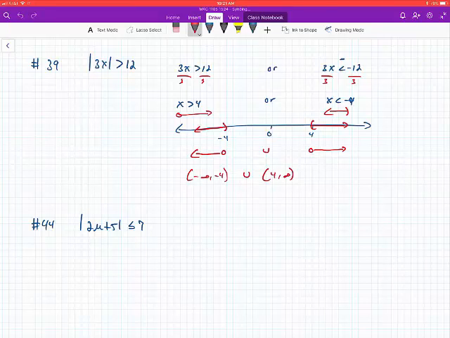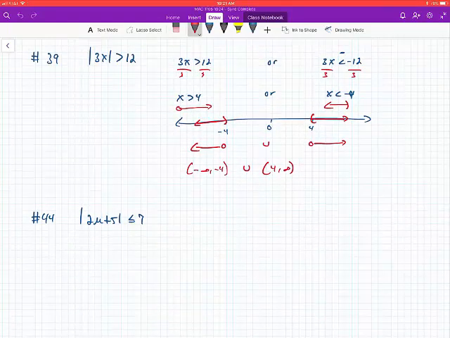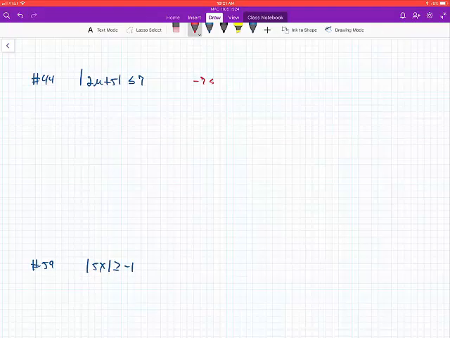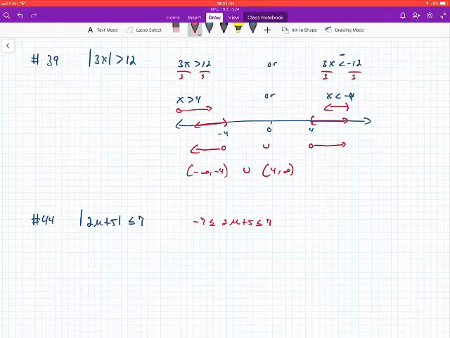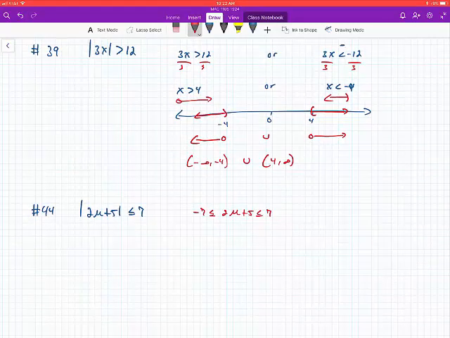All right, number 44. Whereas number 39 was greater than, number 44 is a less than. So the way that we solve this absolute value inequality is we write it as such. So we're still doing it negative and positive. So you can see that we end up with negative 7 less than or equal to 2u plus 5 less than or equal to 7. Number 39 was a greater than, and so you have to solve it greater than the value they gave you and less than negative, the opposite of the value they gave you.